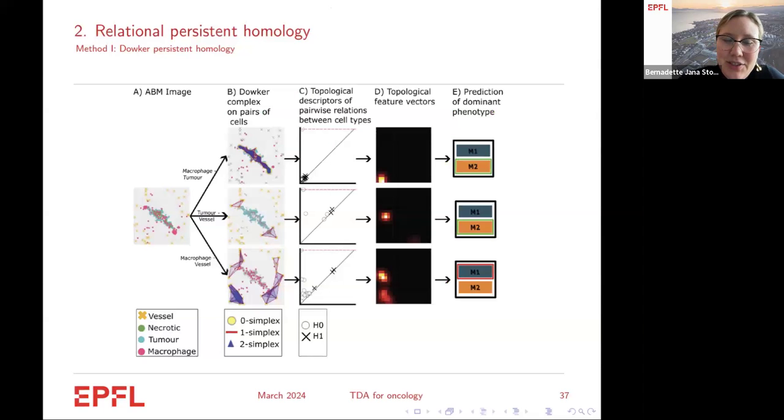So we do this now to our images created from the agent-based model, and we do this for macrophages versus tumor cells, tumor cells versus blood vessels, and macrophages versus blood vessels. We produce the persistence diagrams, then construct persistence images, and then feed these into a support vector machine to predict the dominant phenotype in a particular image.